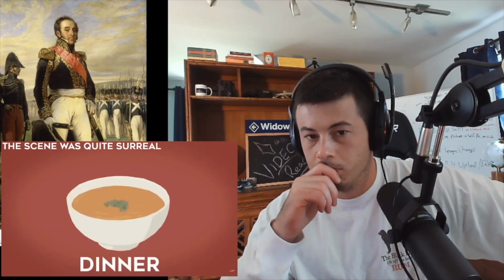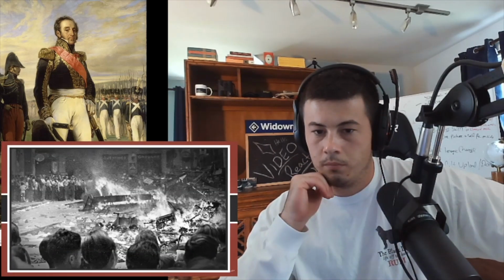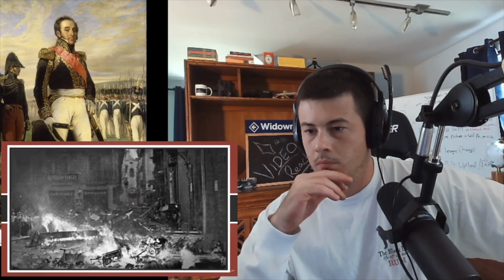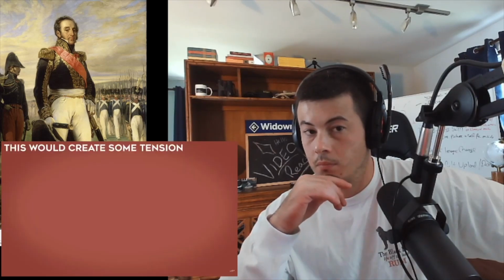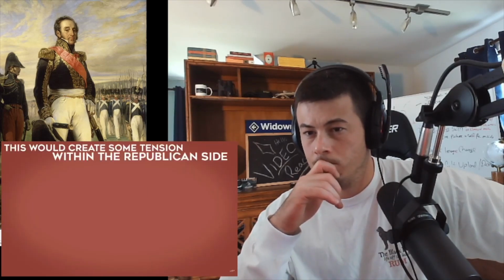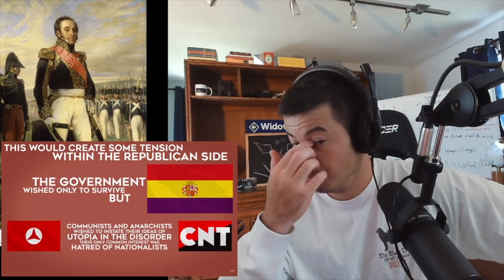You'd wake up, eat breakfast, fight on the front lines, and then be home for dinner and bed. There was a darker side as well. Nationalists would methodically execute any suspected of dissent, and the leftist Republicans took it upon themselves to destroy any person or thing that represented the old ways. They took this as an opportunity to instate their own revolution. This would create some tension within the Republican side. The government wished only to survive, but communists and anarchists wished to instate their ideas of a utopia in the disorder. Their only common interest was hatred of nationalists.